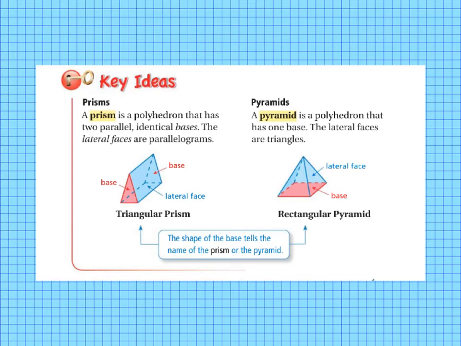And the note at the bottom of this key idea is really important. It tells you that the shape of the base tells the name of the prism or the pyramid. So in this example, you have a triangular prism because the bases of the prism are triangles, and you have a rectangular pyramid, which means that the bottom or the base of the pyramid is a rectangle.